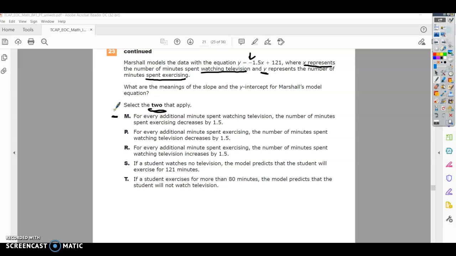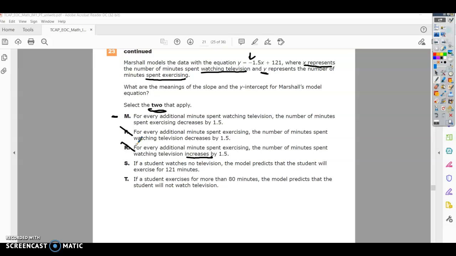Alright, P says for every additional minute spent exercising, the number of minutes spent watching television decreases. In this one, they've mixed up the exercising and television. Up here it says x represents the number of minutes spent watching television, so this one cannot be an answer. Next, for every additional minute spent exercising, the number of minutes spent watching television increases. Well, we know it has a negative slope, so it's not going to increase at all.